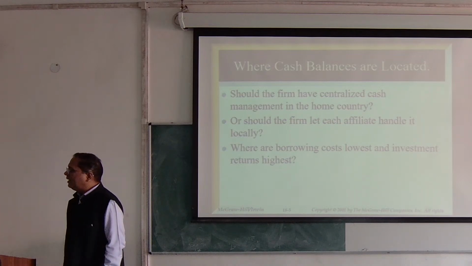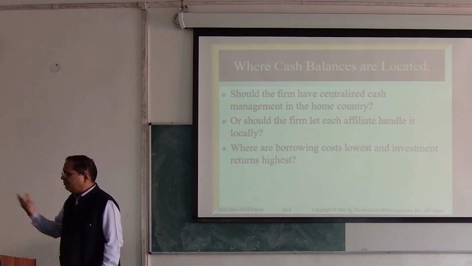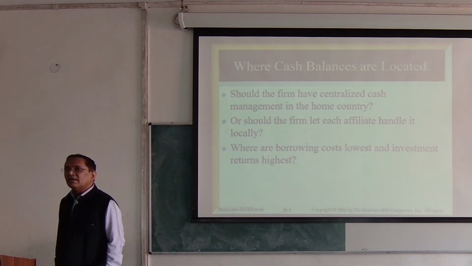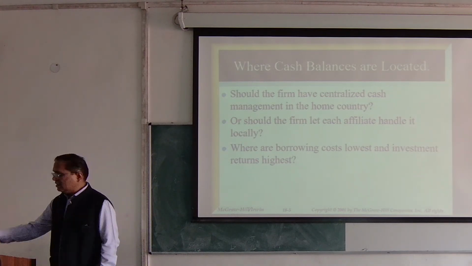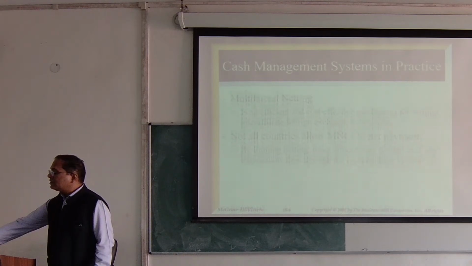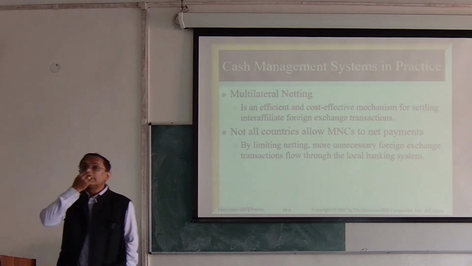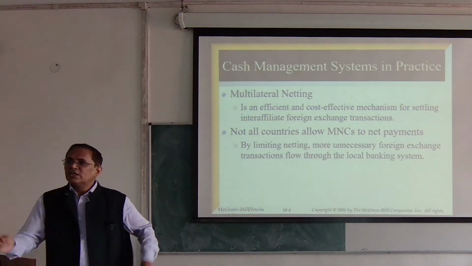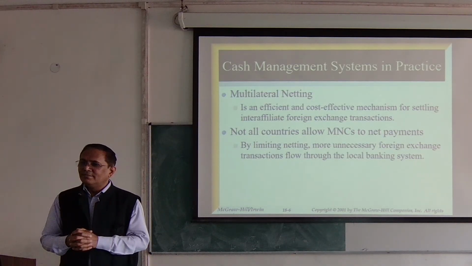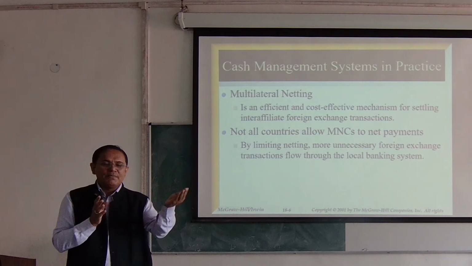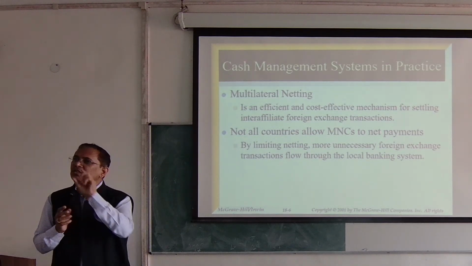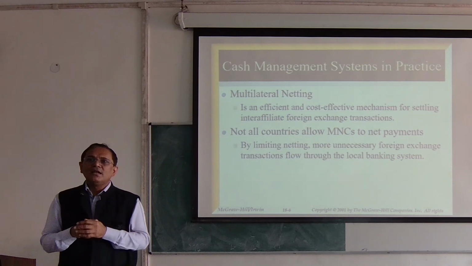Or should the firm let each affiliate handle it locally, or should it manage centralized cash management that I mentioned, where the borrowing cost is lowest and investment returns highest? That's the point I have already mentioned. Multilateral netting. Netting I had already said, a square of the positions between themselves. Okay? That is netting. What is bilateral netting I mentioned? I have to make payment of 100 and I have to receive payment of 70, so it is netted out to 30. What is multilateral one?